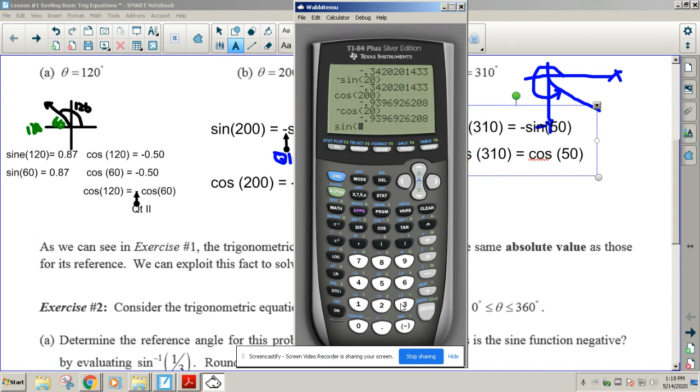So the sine of 310 degrees is negative 0.77, and negative sine of 50 is still negative 0.77. Cosine of 310 is 0.64, and the cosine of 50 is 0.64. So the sine gives us negative 0.77, and the cosine gives us 0.64.